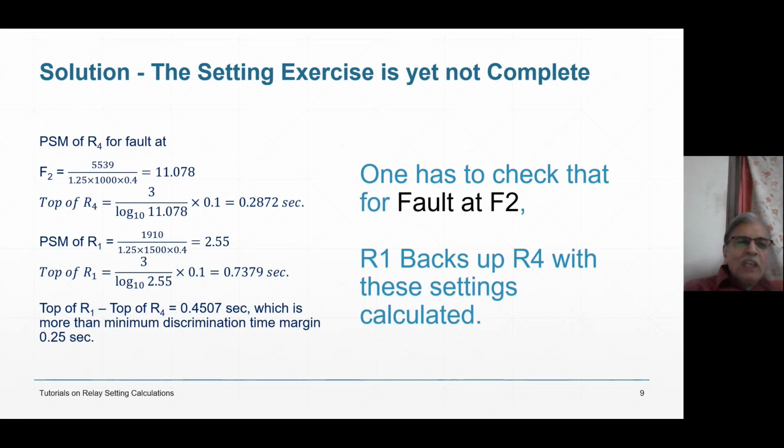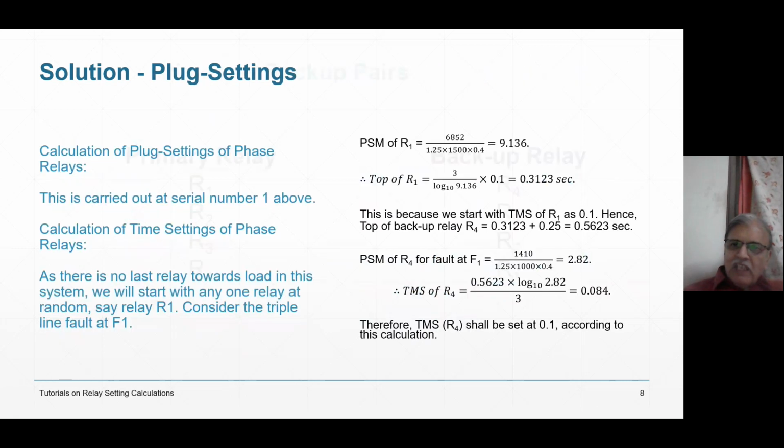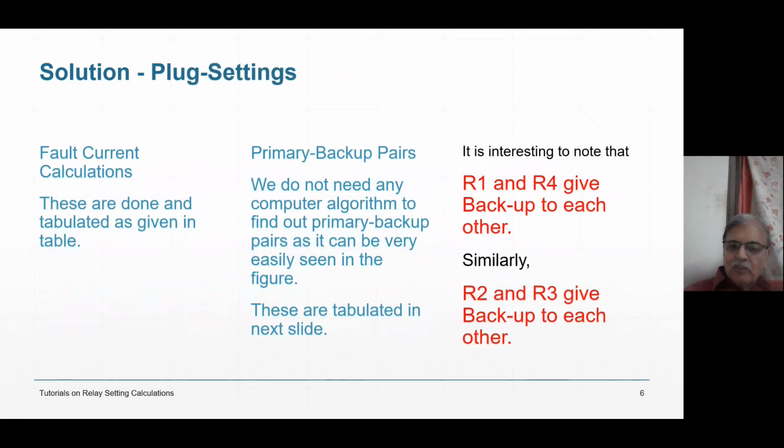We have to think of fault at F2. The fault current 5539, you can check up the table. Would you like to see once again?